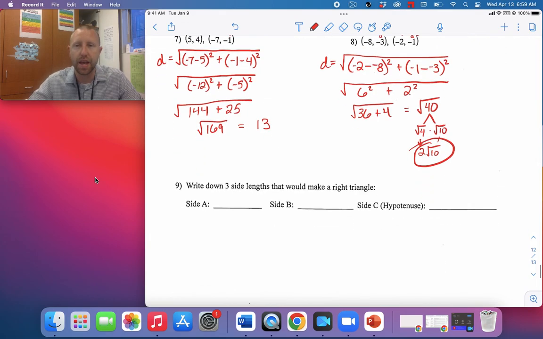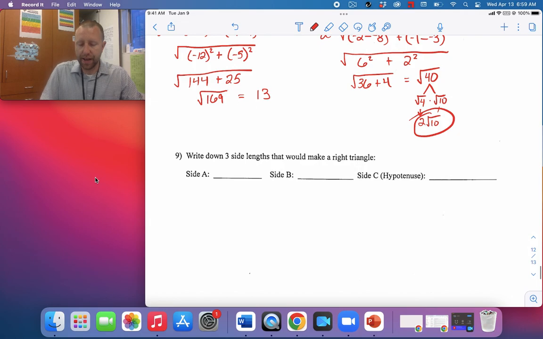All right. If you rounded that to the nearest tenth, well, I guess I should probably plug it in to make sure I do it right. The square root of 40 is 6.32. So rounding it to the nearest tenth, that would just be 6.3.